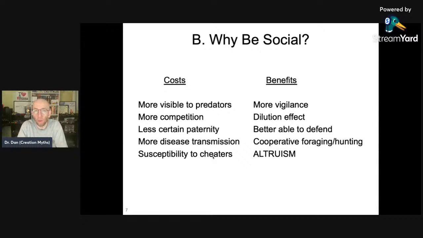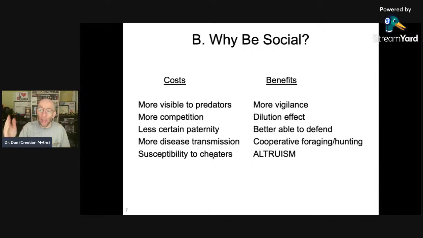And then you have cooperative foraging and hunting, which is a really big deal. Think about species that are pack hunters, and it really is an overpowered strategy in the world. Pack hunting is just the best strategy when it comes to hunting your prey. It's not a universal thing, but in a lot of cases, pack hunting is where it's at.